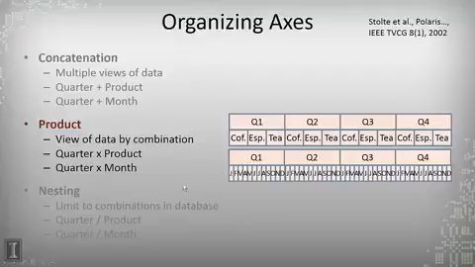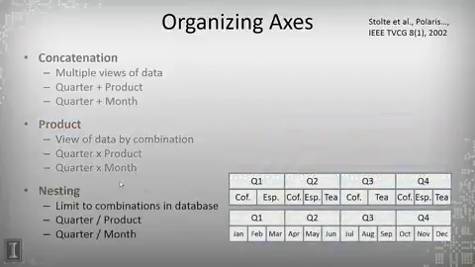What makes sense for this case is to do something called nesting. And nesting is a way of limiting the combinations to the combinations that are available in the database. And so in quarter one, maybe we didn't have any sales of tea. And in quarter three, maybe we didn't have any sales of espresso.